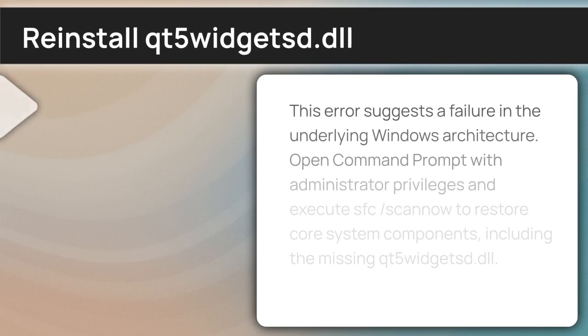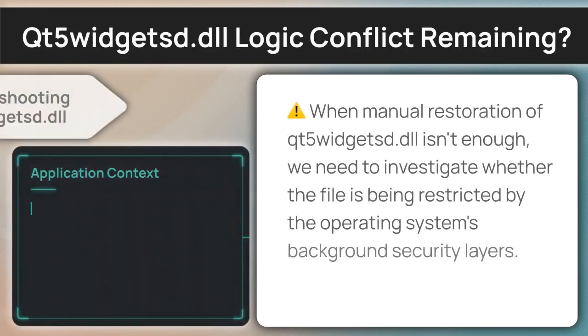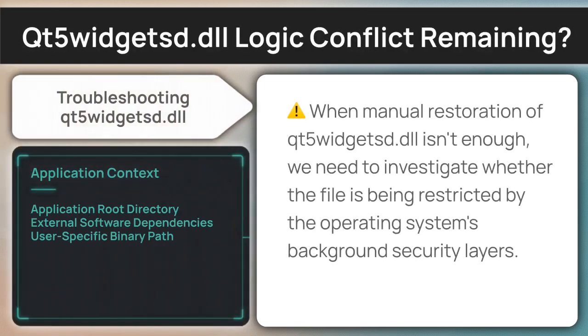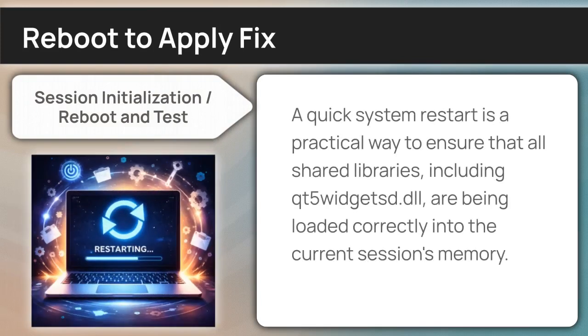This error suggests a failure in the underlying Windows architecture. Open command prompt with administrator privileges and execute sfc /scannow to restore core system components, including the missing qt5widgets debug library DLL. In the event the error remains visible, it indicates we need to verify the environment's ability to register new shared resources. A quick system restart is a practical way to ensure that all shared libraries, including qt5widgets debug library, are being loaded correctly into the current session's memory.